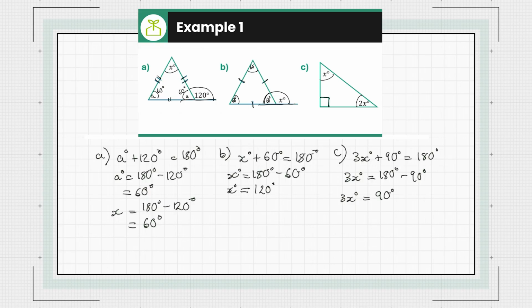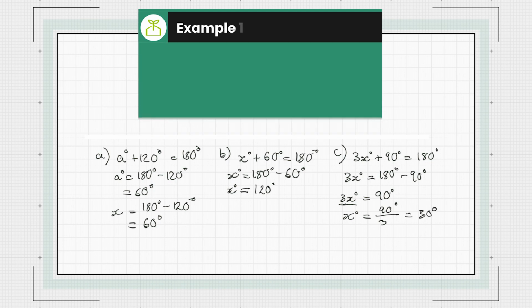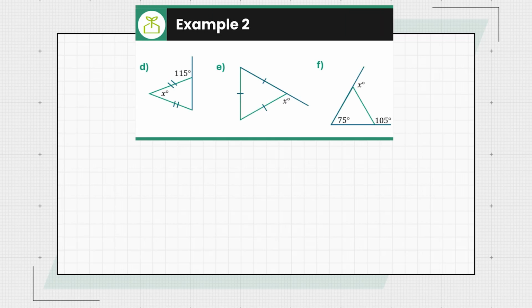Now, in order to get rid of the pronumeral out the front, we need to divide both sides by 3. So 3x divided by 3 just becomes x, and 90 degrees divided by 3 is going to be equal to 30. So x is equal to 30 degrees. Okay, here's a few for you guys to practice, so give the video a pause, give them a go, and then I will solve them.